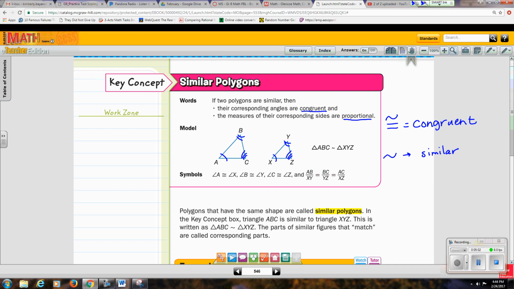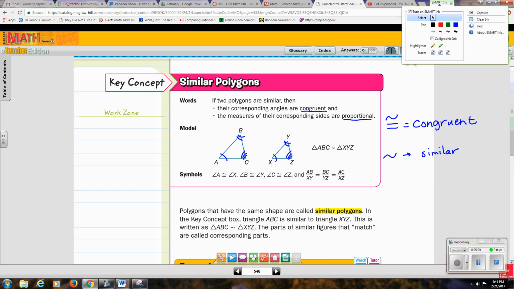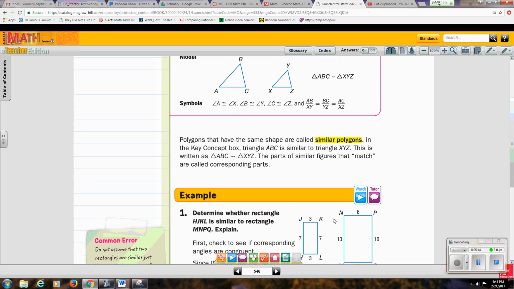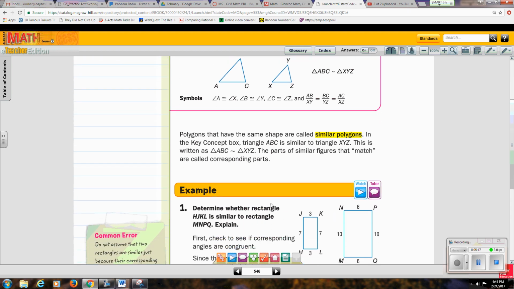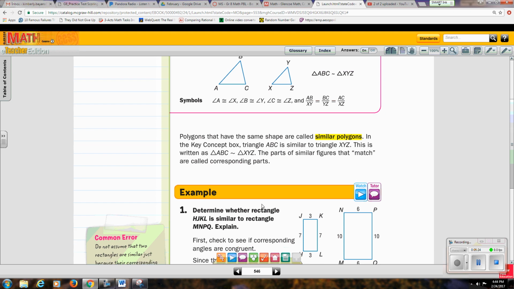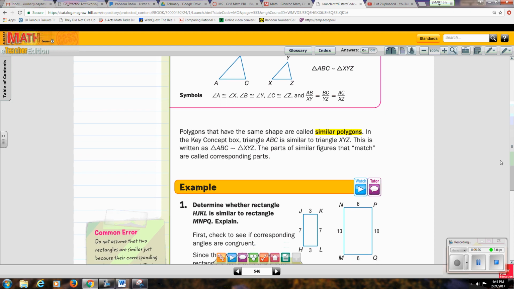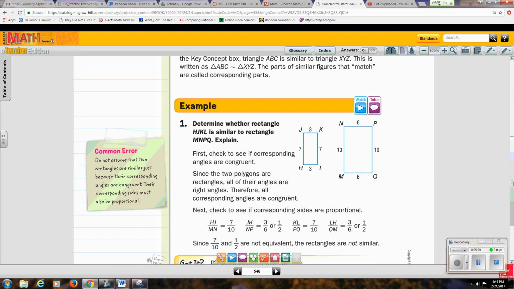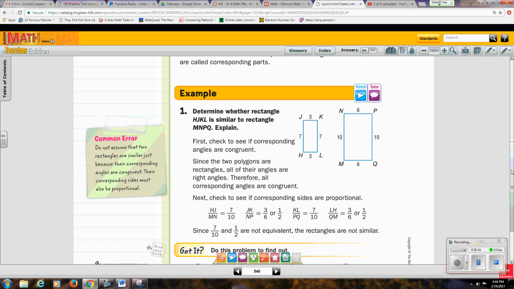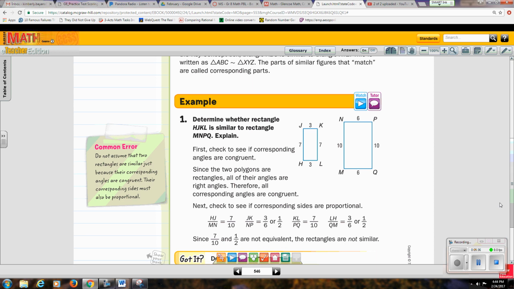And they're saying that if I put those ratios like this, they would all be equal. So there's the key concept of similar polygons. If they have the same shape, and their sides are proportional and their angles are congruent, then they are similar. So right here, it's wanting us to find out if these two rectangles are similar. They're both rectangles, so they have the same shape, so we might assume that they are similar.